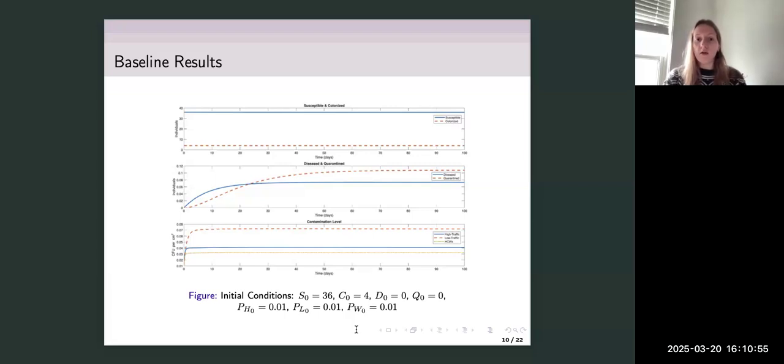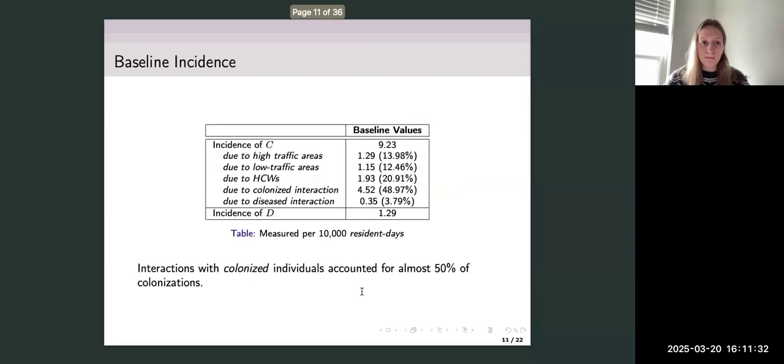So if you look in the middle graph, which is diseased and quarantined, you can see that over the course of those 100 days, we're expecting a little less than 1 diseased and quarantined individual in that 40-person long-term care facility. As for contamination levels, what we can see is that the highest contamination, so that's CFUs per centimeter squared, so density, is in the low traffic areas, followed by high traffic areas, and then healthcare worker hands having the lowest spore density. This is interesting when we compare it to the baseline incidence, which we'll show on the next slide.